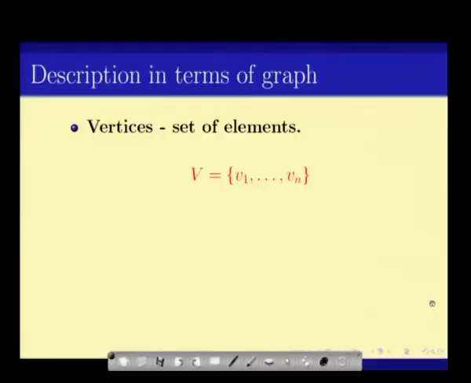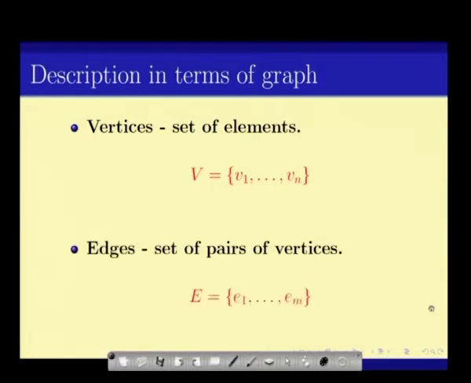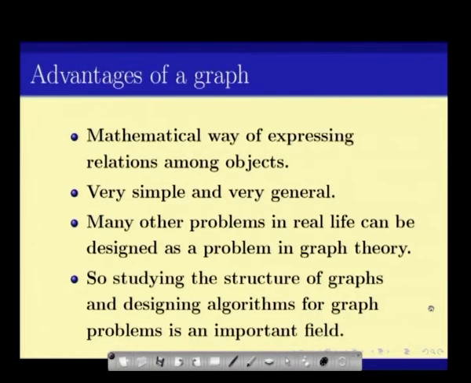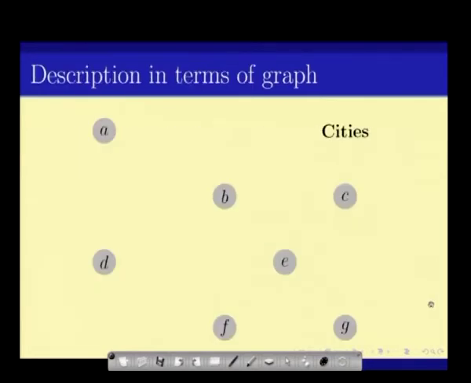So, for a graph we have n vertices v1 to vn, and we have edges which are pairs of vertices, e1 to em. Now, graphs are very nice mathematical objects. They help in understanding the relationship between objects. They are very simple and general. Many problems in real life can be modeled as graph problems, and studying the structure of the graph can help in many real life situations.